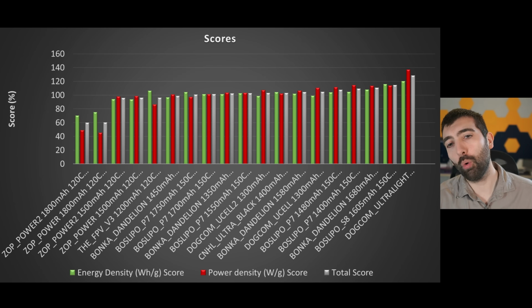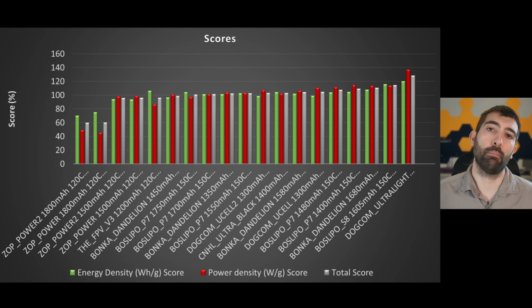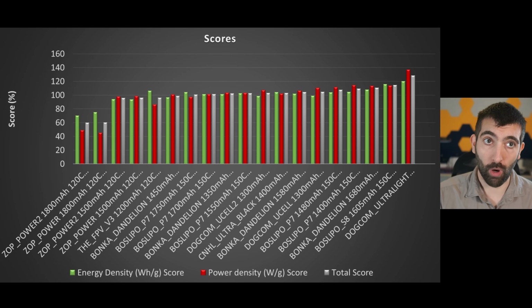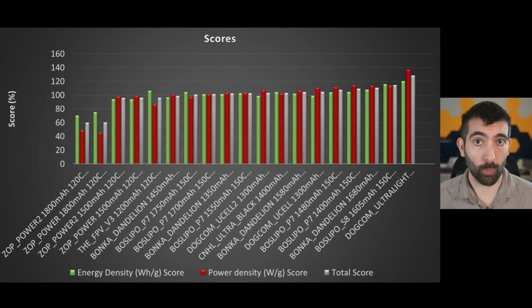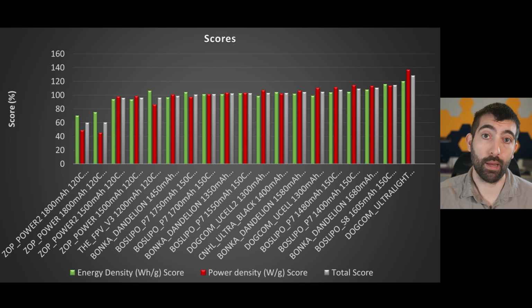Then we've got a whole group of packs that I'm going to put in my price and availability bracket, which is if they are cheap and available where you are, then they're good options. Do not pay over the odds for them. Buy them based on price and availability. So that's the FPV packs, the BONKA packs, the BONKA Dandelion packs, the BosLi-Po P7 and S8, the DOGCOM U-Cell, the CNHR Ultra Black.